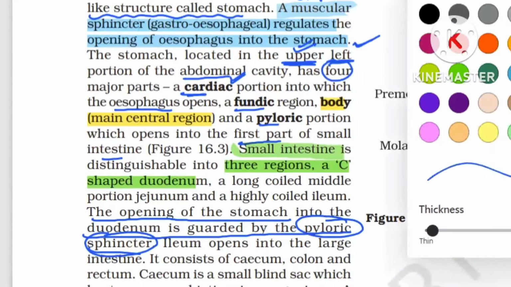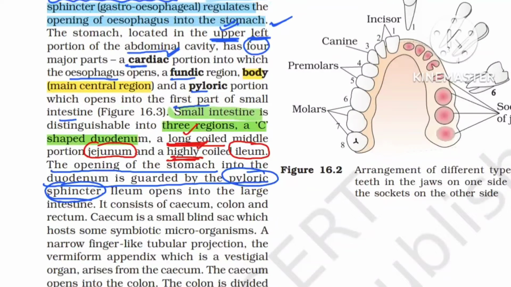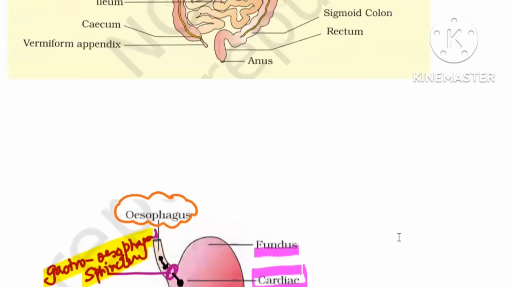Now, focus on the questions. If they ask you which is long-coiled, long-coiled is jejunum. And if they ask you which is highly coiled, then your answer will be ileum. Please, the question is there which is long coiled and which is highly coiled. You have to please focus on the NCERT carefully. Clear, beta? Now let us see the diagram of NCERT.